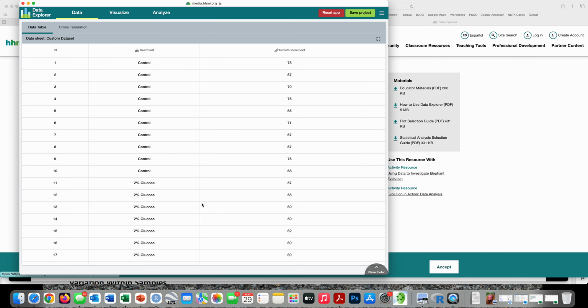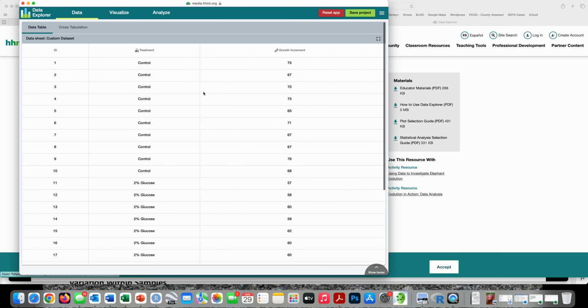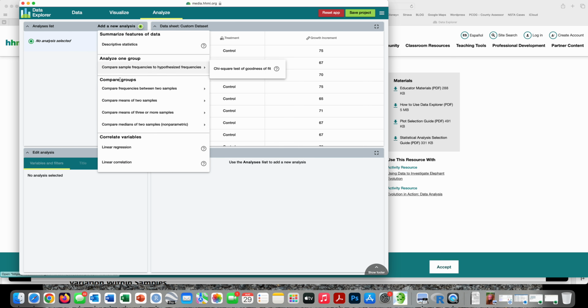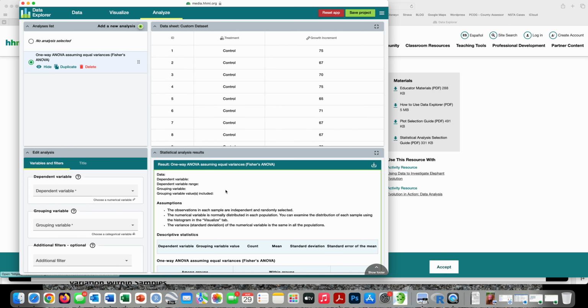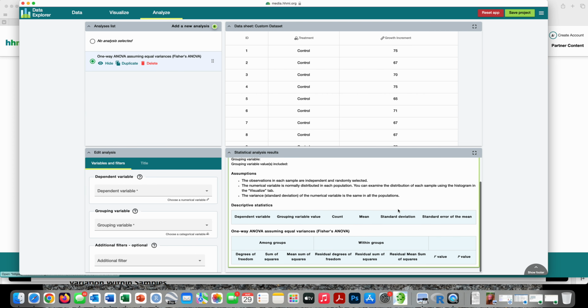Once you have it uploaded, you will see that it's got the control, 2% glucose, 2% fructose, etc. Now we can go to Analyze, and up here we can add a new analysis. We want to compare means of 3 or more samples, and we want to do a one-way ANOVA assuming equal variances. When you click on that, it's going to give you the result down here in the lower right-hand corner.